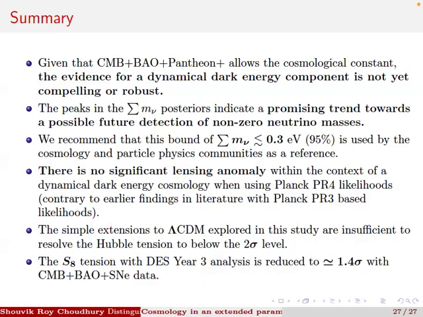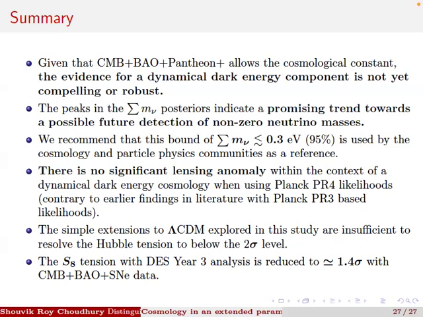Our main conclusions from this paper were that with CMB plus BAO plus Pantheon Plus, we still find the cosmological constant allowed within 2 sigma. So the evidence for a dynamical dark energy component is not yet robust.